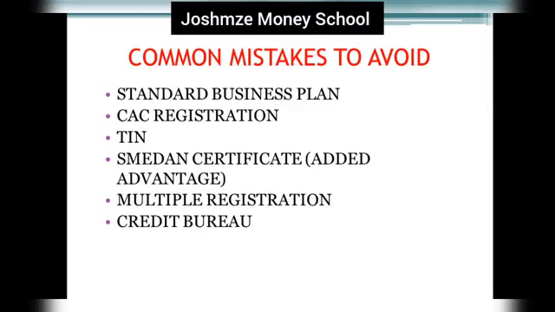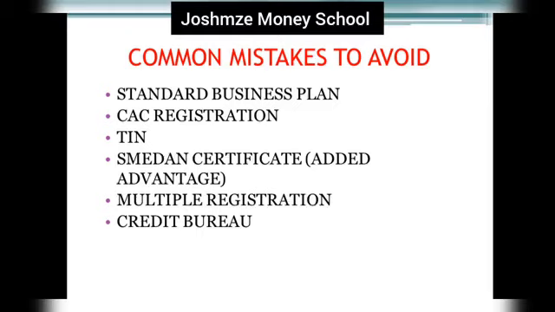Next, you're going to have your business registered, and you get your TIN number. Your SMEDAN registration is not compulsory, but if you have it, it's an added advantage. And more so, you must avoid multiple registration. Don't register twice. If you have two companies, register only one company, because your BVN is going to be linked to your application. So if you apply with more than one, you will be thrown out.